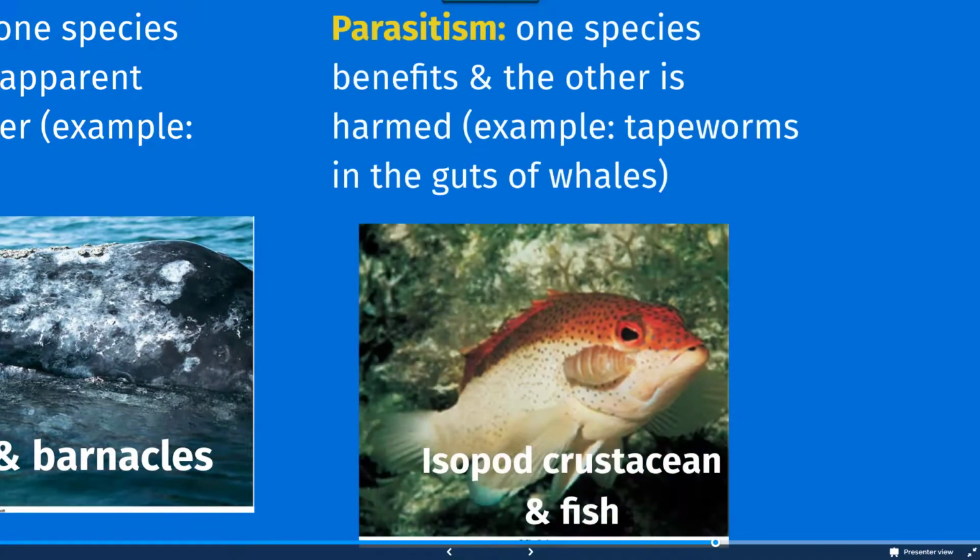And then finally, we have parasitism, which is where one species benefits and the other is harmed. So we've all heard of tapeworm in the guts of organisms, either marine or terrestrial. And all of these have been marine examples, but the same kind of examples can apply in terrestrial environments as well.